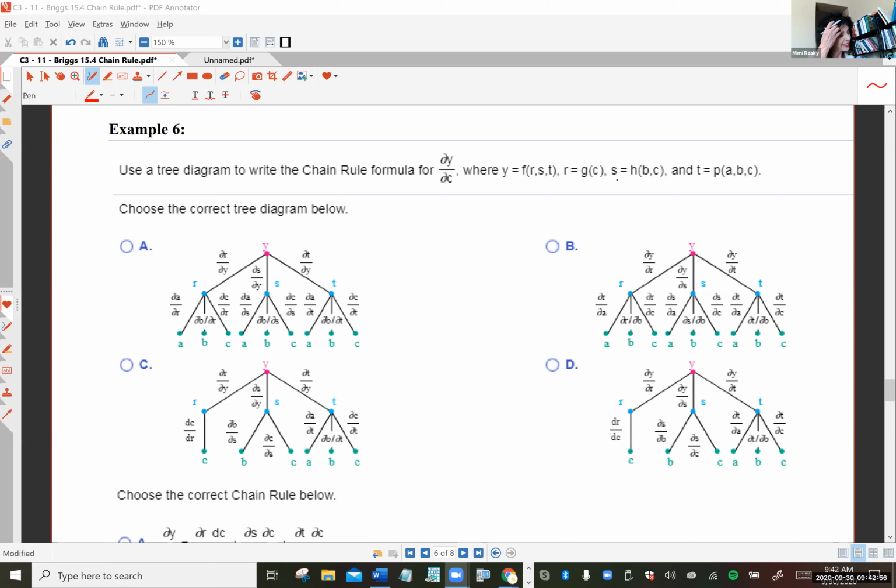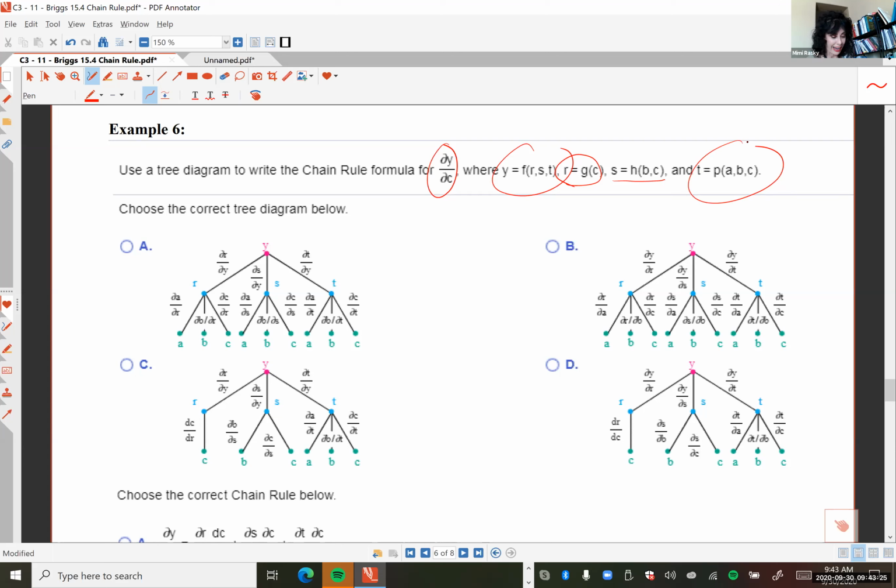So what are they saying? They want you to get dy dc. C is going to be some independent variable. So they're telling you that y is a function of r, s, and t. Okay. And that r is going to be a function of one variable only, just c. And s is going to be a function of two variables, b and c. Interesting. And then t is going to be a function of three variables, a, b, and c.